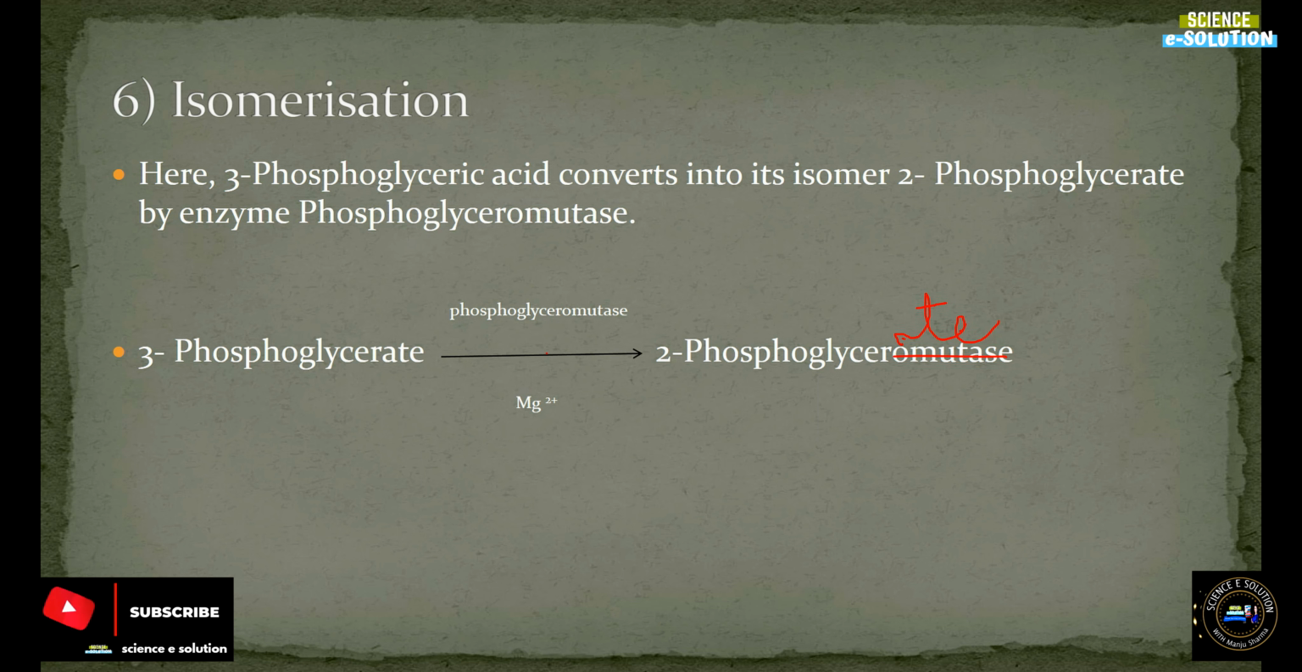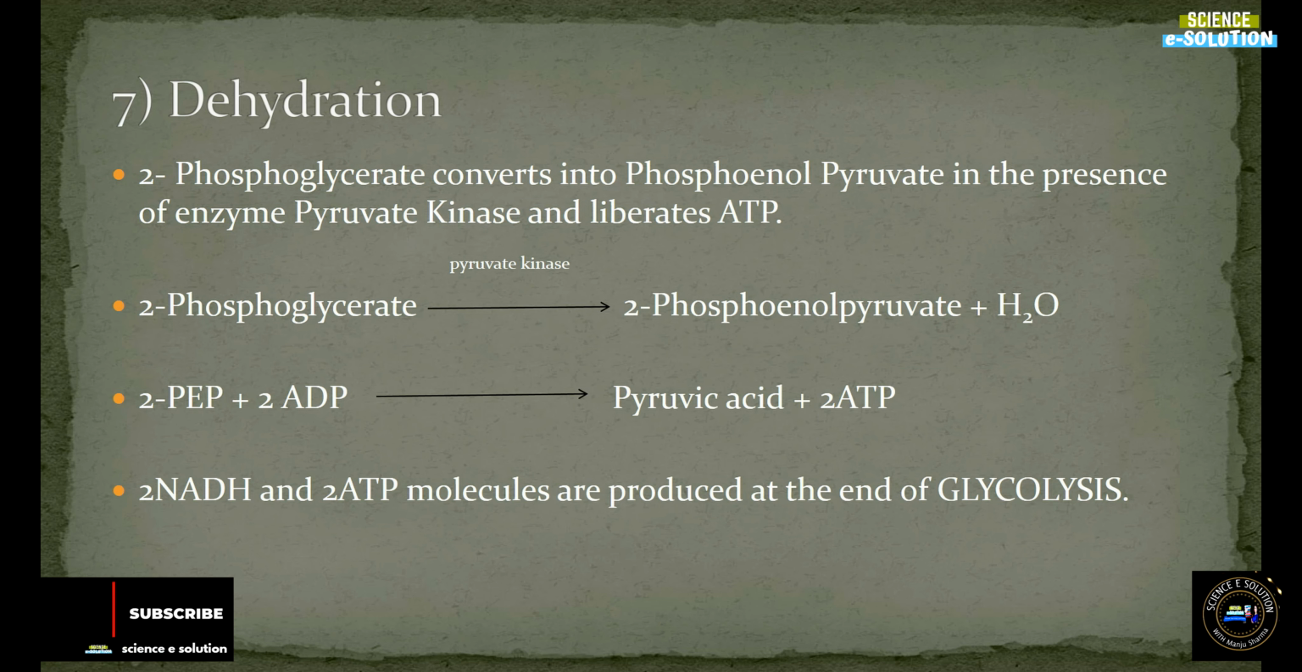Then the next step is dehydration. This is actually the penultimate step, in which 2-phosphoglycerate is converted into phosphoenolpyruvate with the release of water. That is why it is a dehydration reaction. And in the last step, phosphoenolpyruvate with the help of 2 ADP molecules, using the enzyme pyruvate kinase, gets converted finally into pyruvic acid. 2 molecules of pyruvic acid are formed and 2 ATP molecules are produced by this reaction.